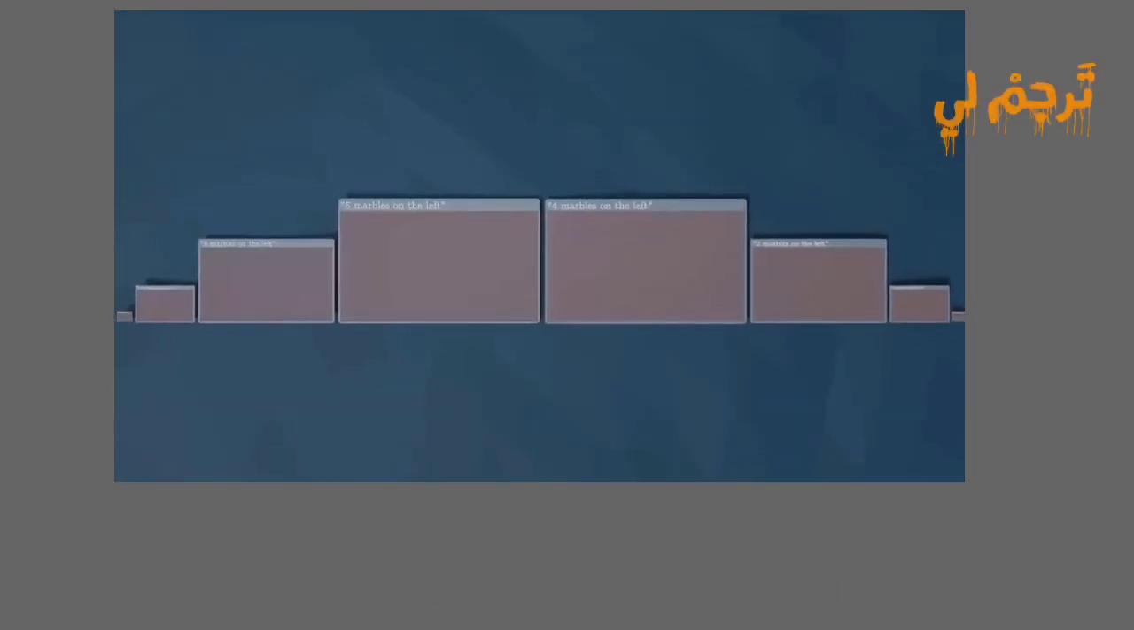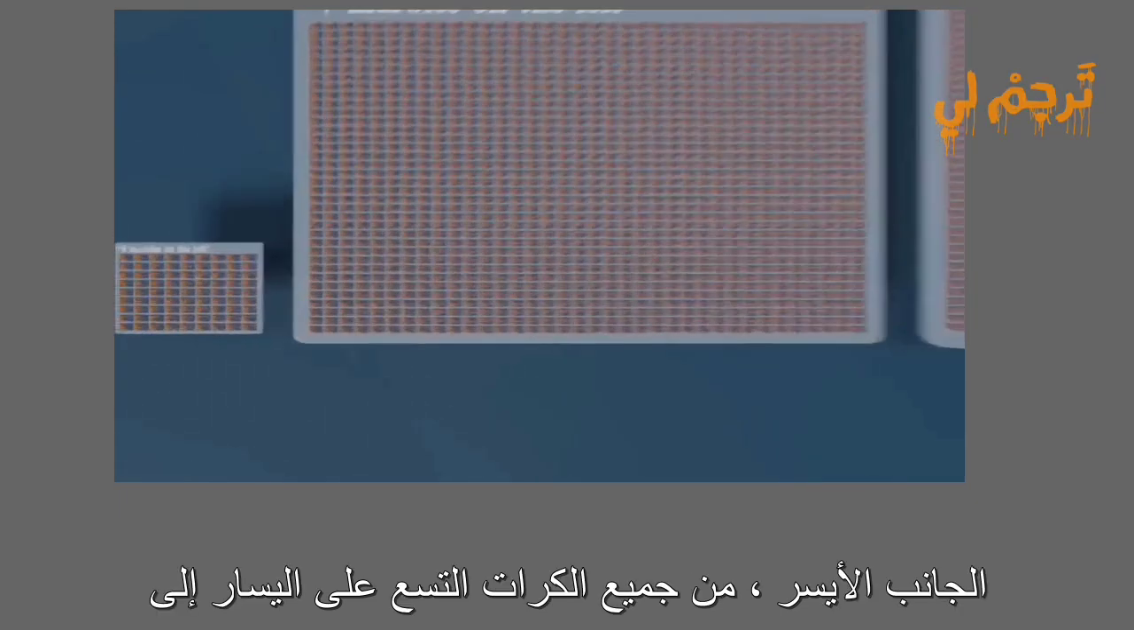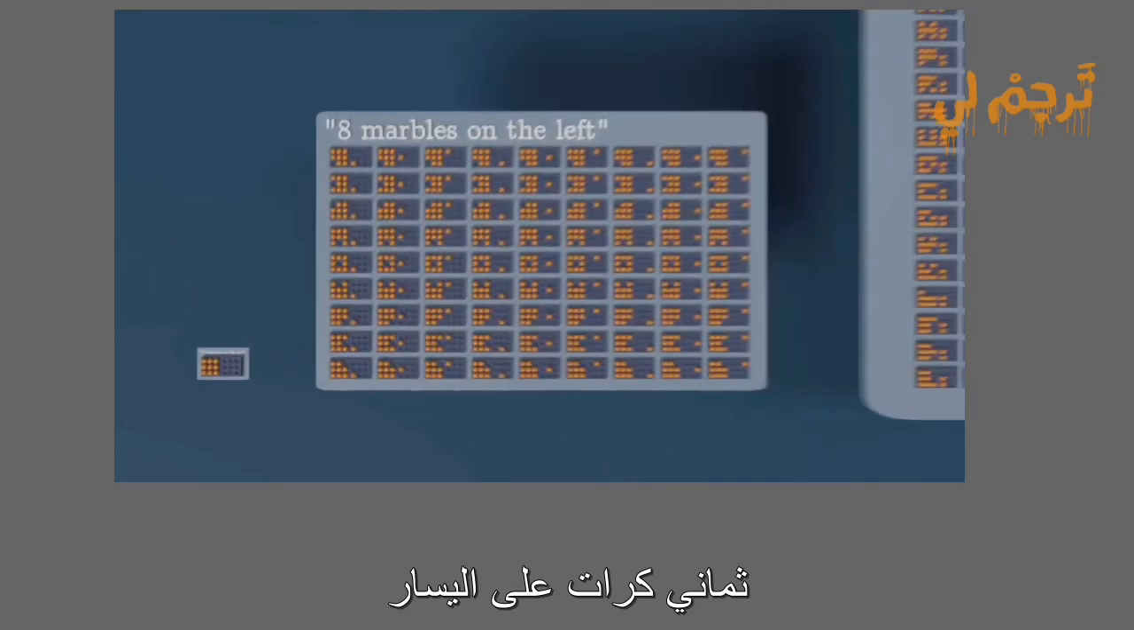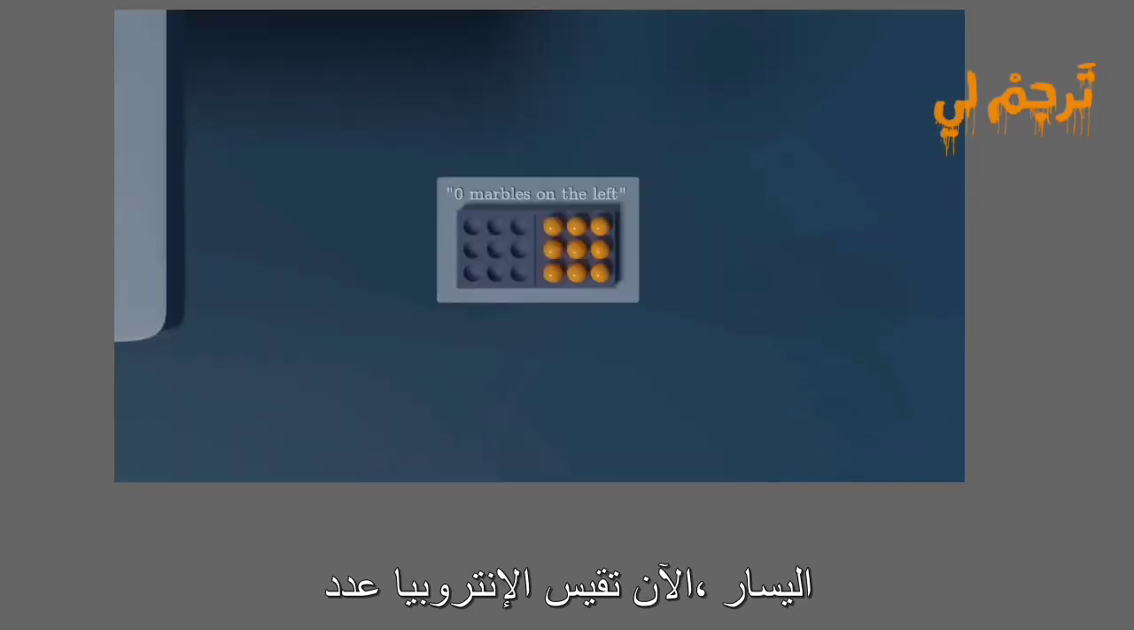Here you can see all the possibilities how we can arrange 9 marbles on this grid, ordered by how many of them are on the left side. From all 9 marbles on the left, over 8 marbles on the left, and so on, all the way to no marbles on the left.